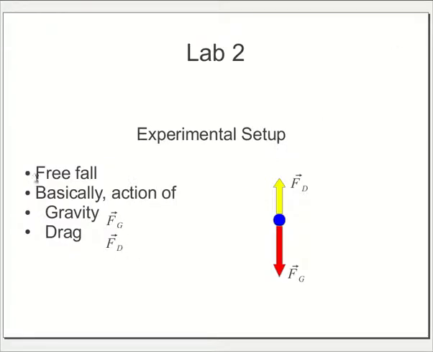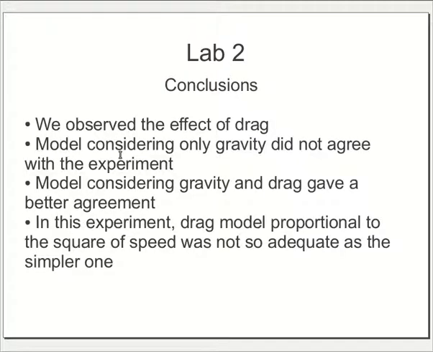So in this lab we had a free fall condition, basically the action of gravity and drag. We observed the effect of drag. The model considering only gravity did not agree with the experiment. Considering gravity and drag proportional to the speed of the object, we had a better agreement. And in this experiment, the drag model proportional to the square of speed was not so adequate as the simpler one. Maybe because we don't have a turbulent drag.